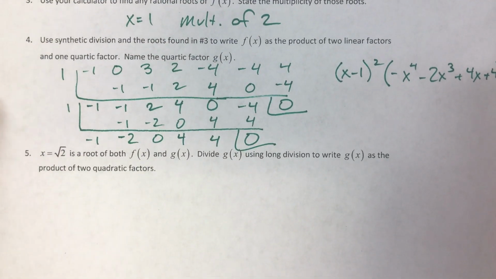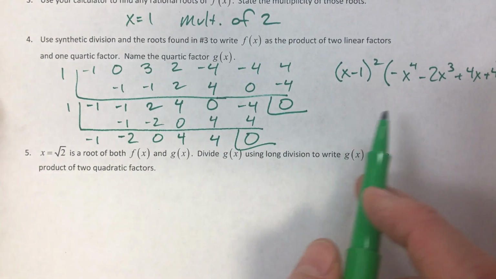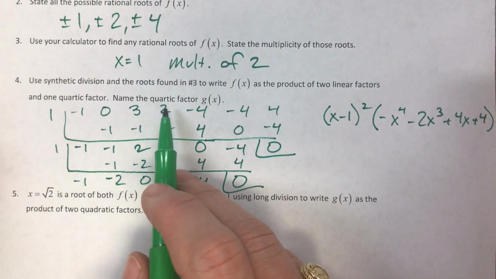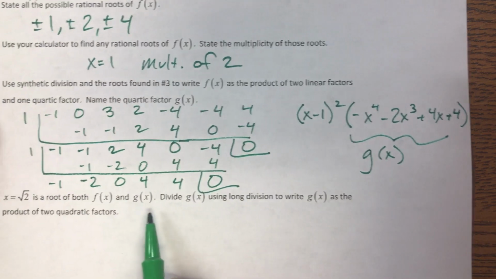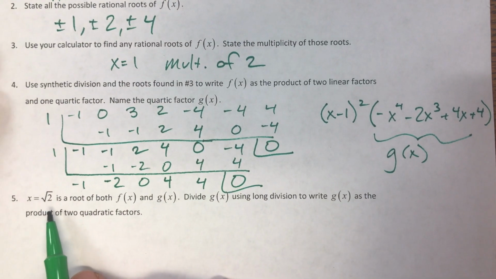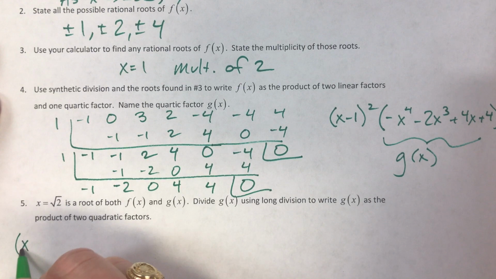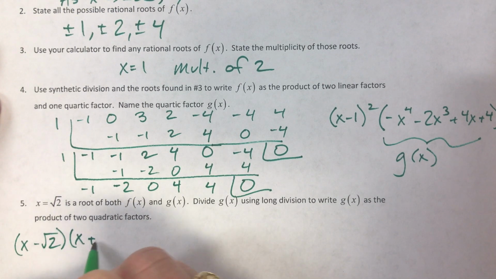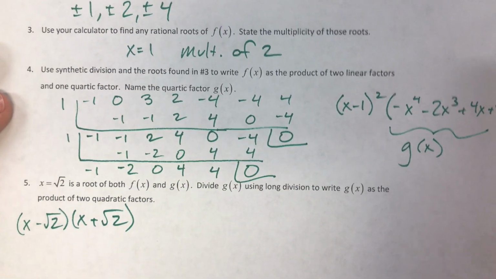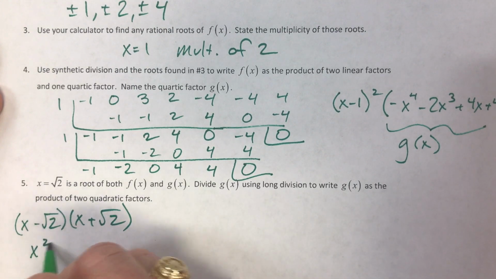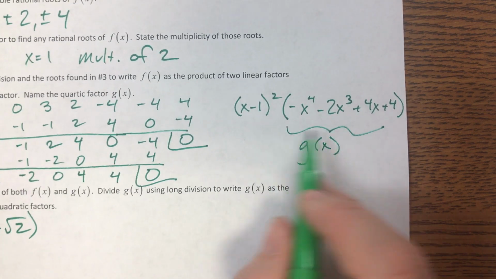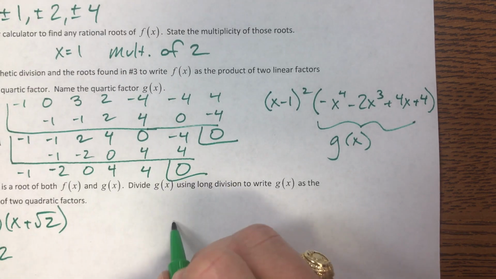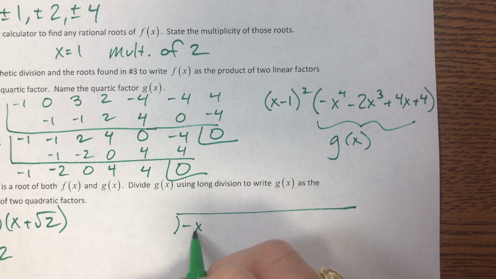Then the next one, they're telling us root 2 is a root of both of them. They said name the quartic; this right here, ladies and gentlemen, is g of x. They're saying that root 2 is a 0 of both of those, so that means x minus root 2 and x plus root 2 are going to be factors, which gives me x squared minus 2. So I can take this g and divide by this. This is fun.